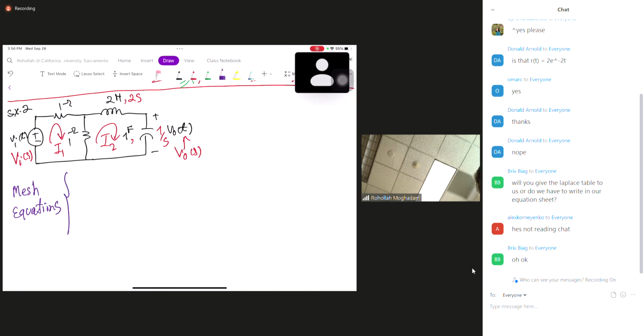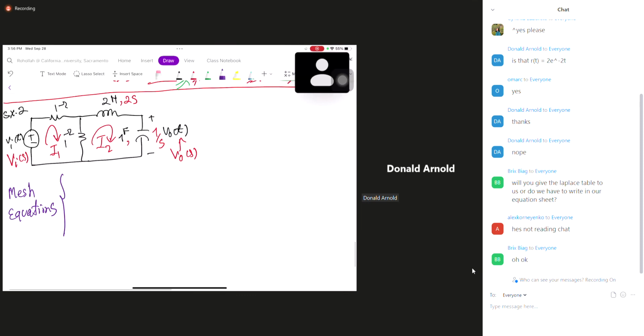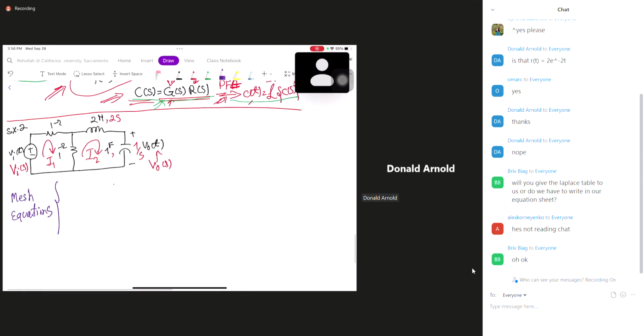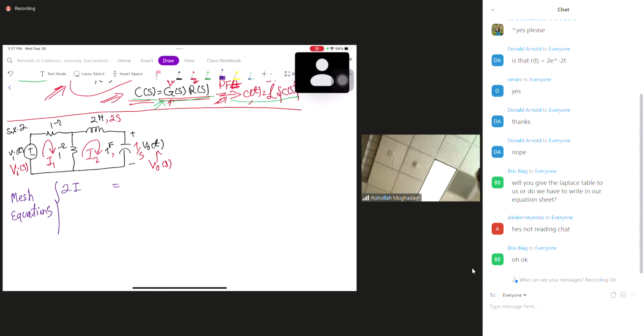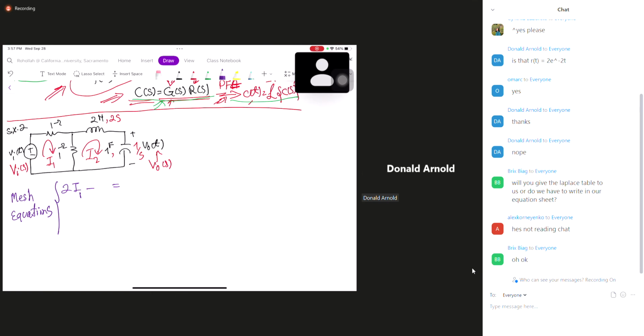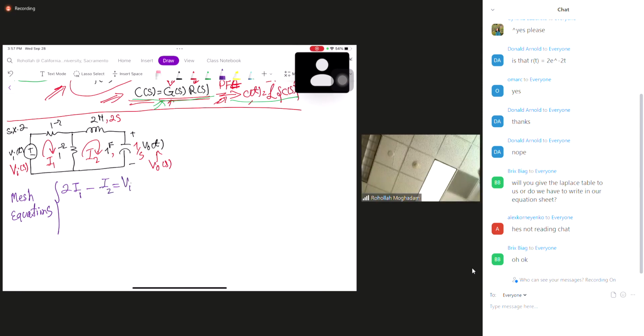Okay, somebody give me, what is that? V of s equals I1 times resistor 1 plus resistor 2, so it becomes 2I1, that is correct, minus I2. Minus I2 equals VI of s. All right, so this is the first equation. So what is the second equation?